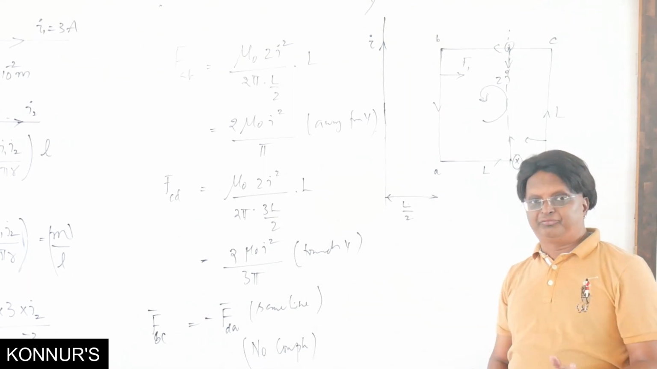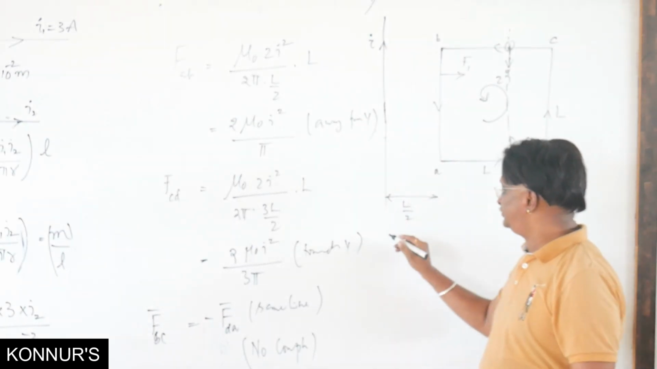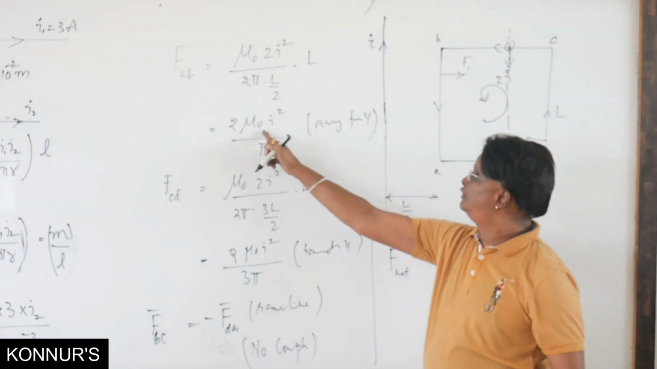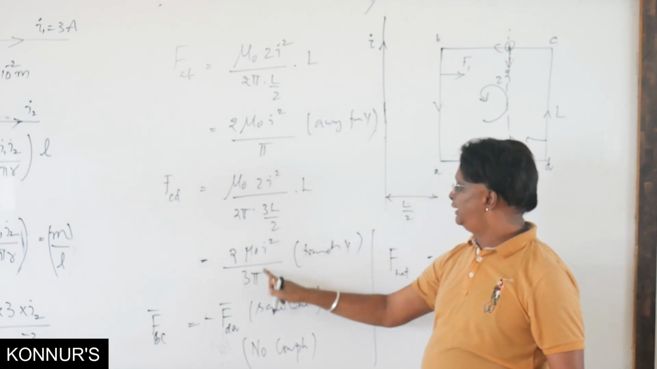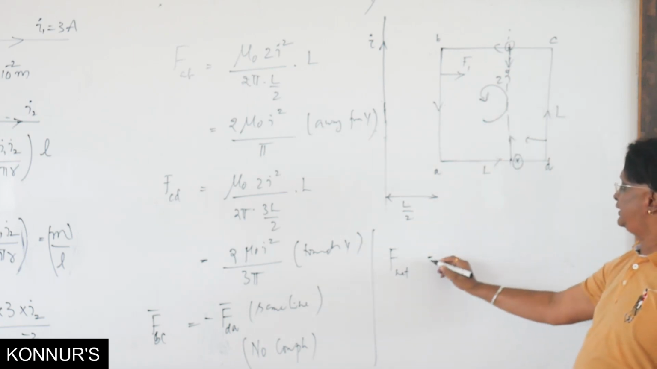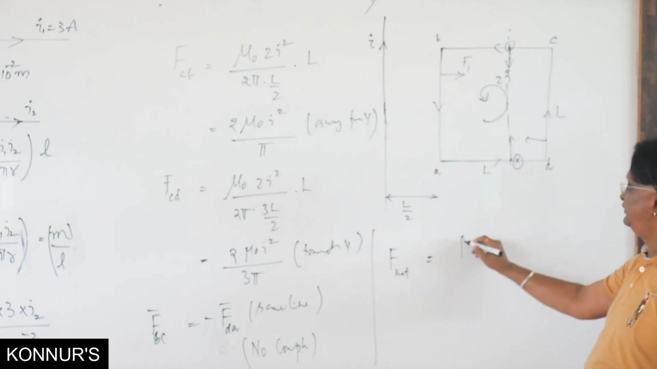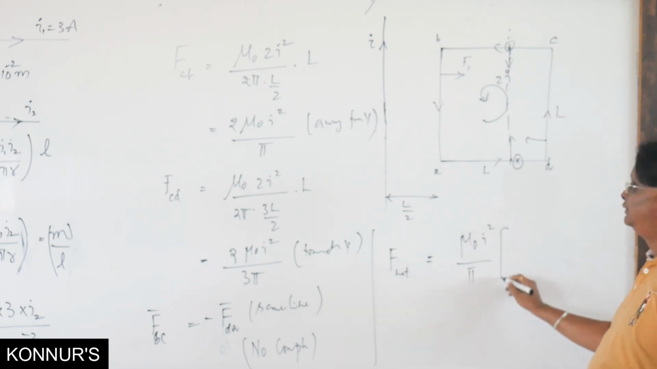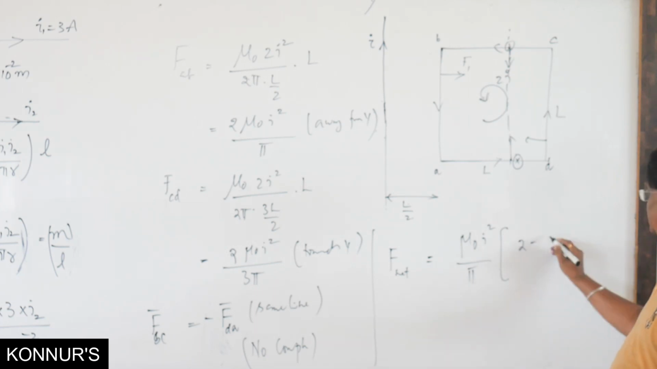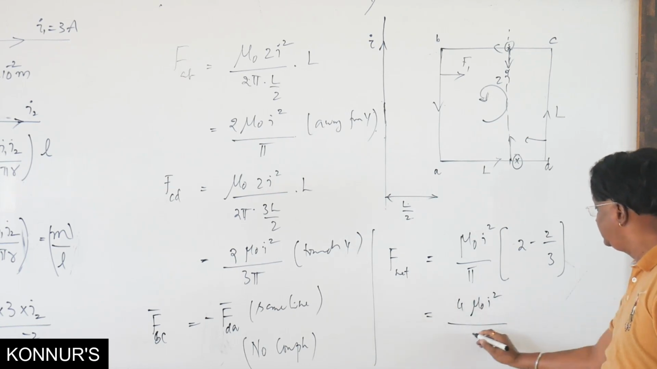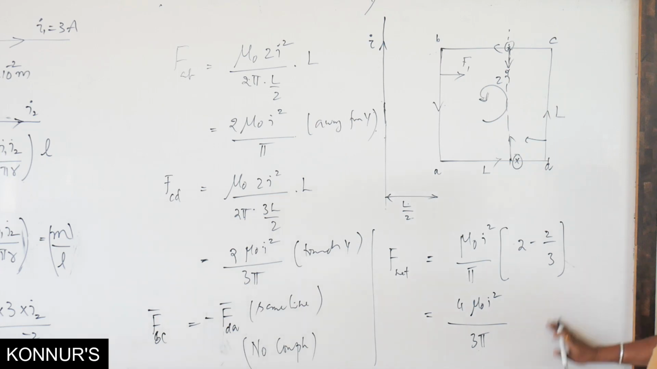So finally we are left with only the net force. So what will be the net force? This net force is mu naught I square by pi, mu naught I square by pi, common because they are anti-parallel. Therefore I will take all the summation as mu naught I square by pi times 2 minus 2 by 3. So 4 mu naught I squared by 3 pi will be the answer.